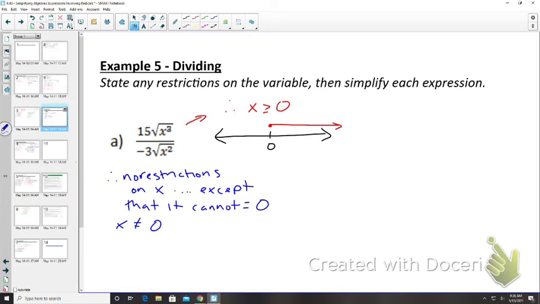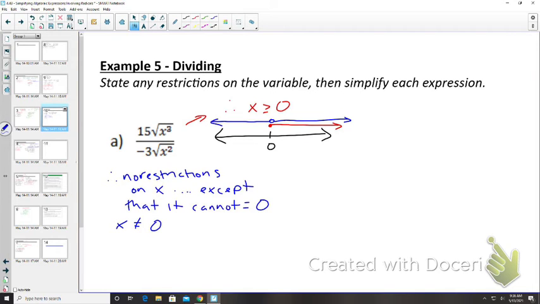So how do we write that on a number line? We're going to have an open circle where 0 is, because it does not include that point. And it can be any value to the left or right of that, just not 0. So that's what that little open dot represents.